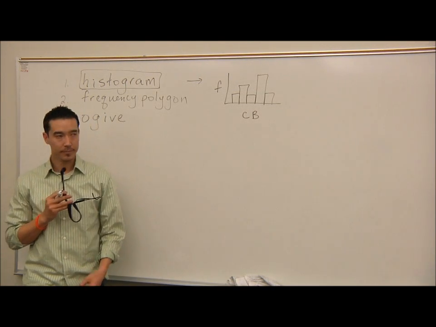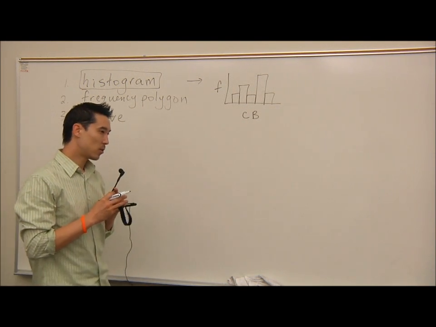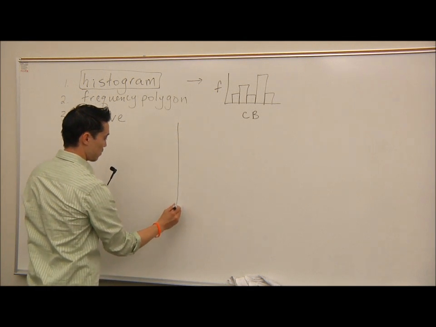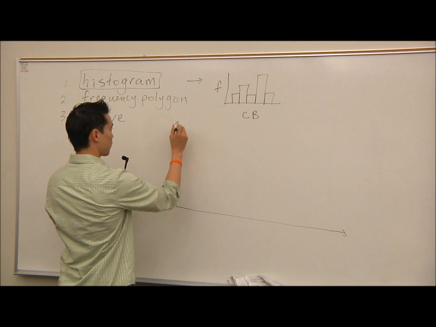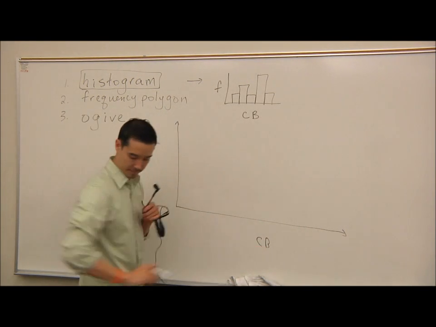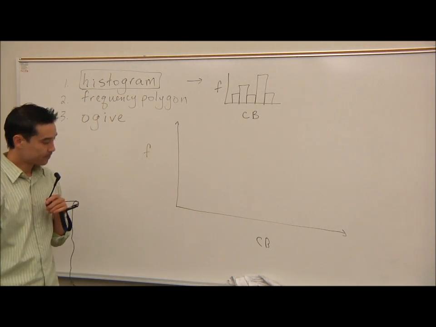Take a look at that. And let's create a histogram for it. Okay? So, make this graph a little bit bigger. We have F. We have CB. Okay. What is the first class boundary?